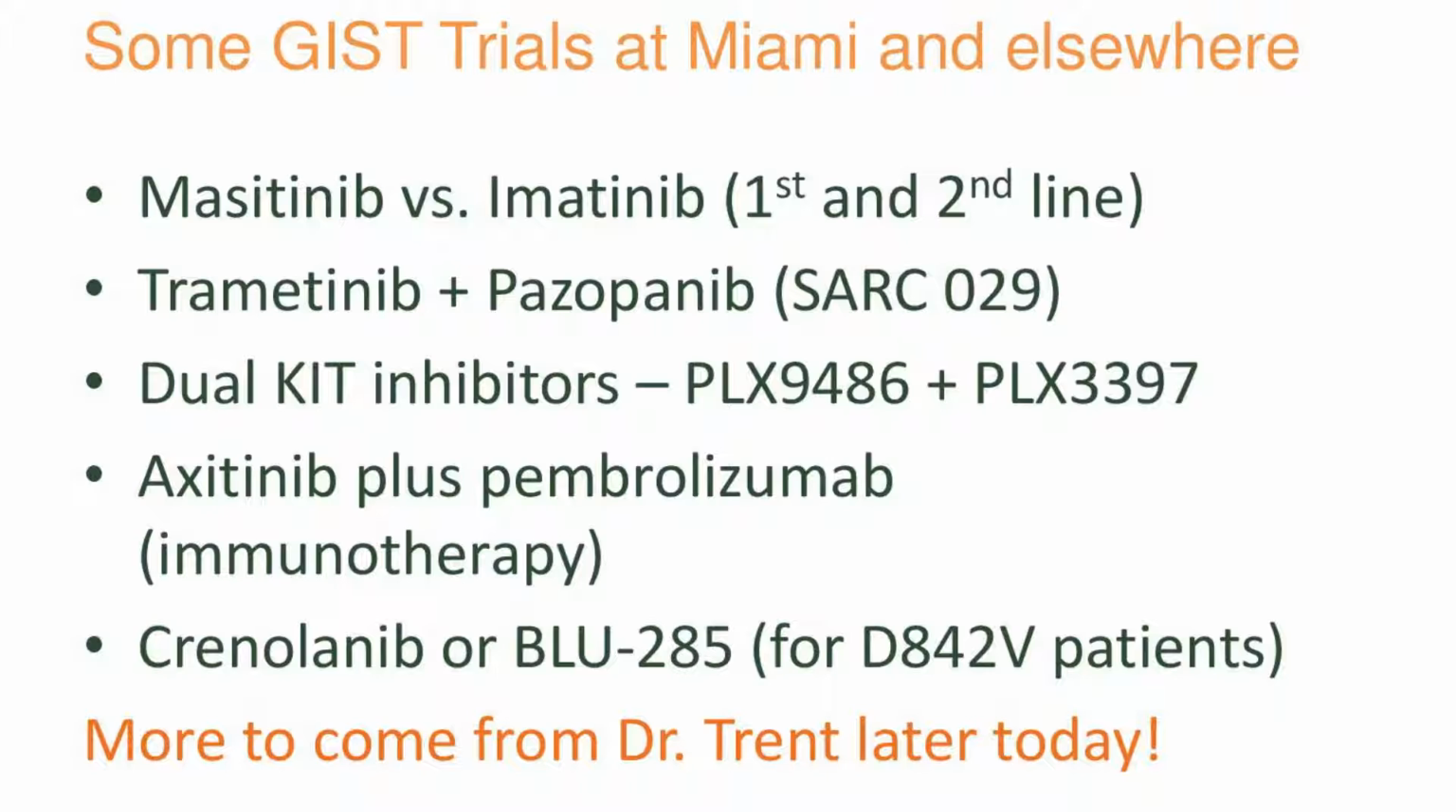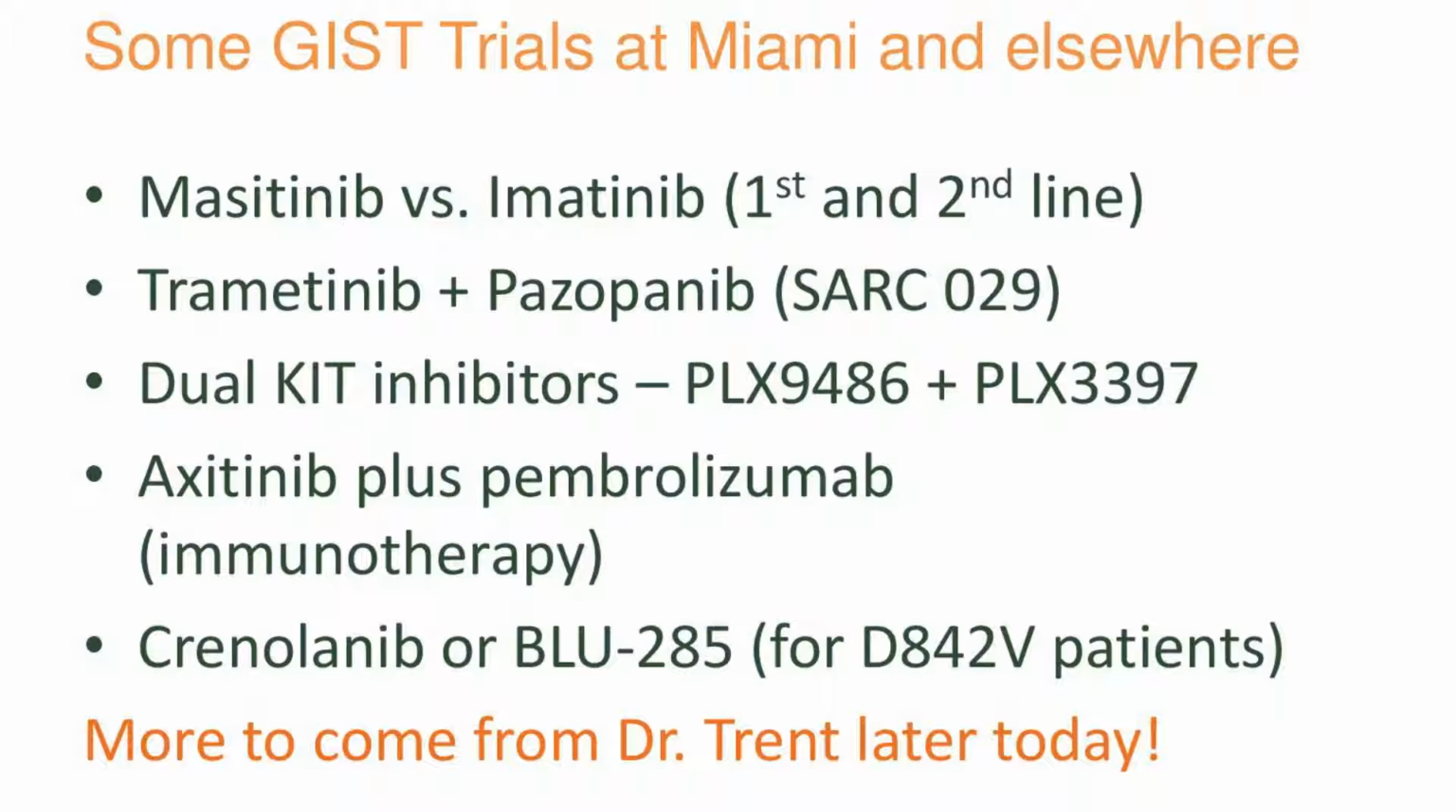SARC-029 is coming down the pipeline. It's on hold temporarily, but this includes a MEK inhibitor, MEK, plus Votrient, which is actually a very interesting trial to take a look at. Dual KIT inhibitors. So Dr. Trent has this study. These are two drugs that are designed to work when you have those mistakes in the other areas of KIT. So trying to affect patients that have Gleevec resistant mutations either up front or later on.